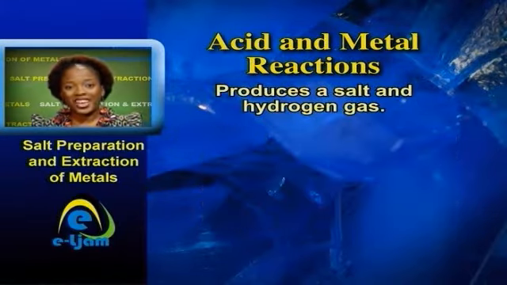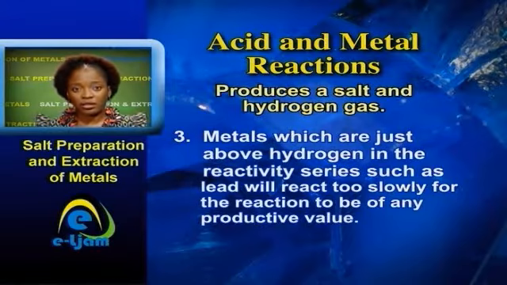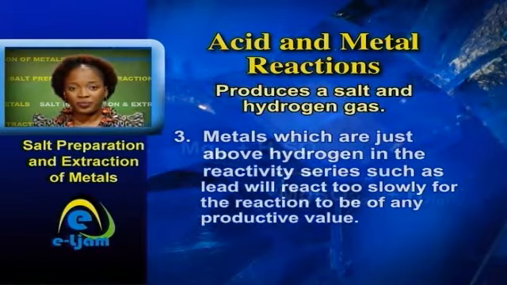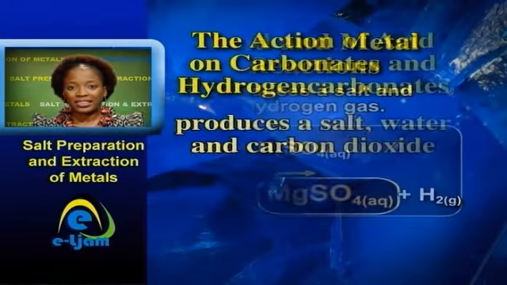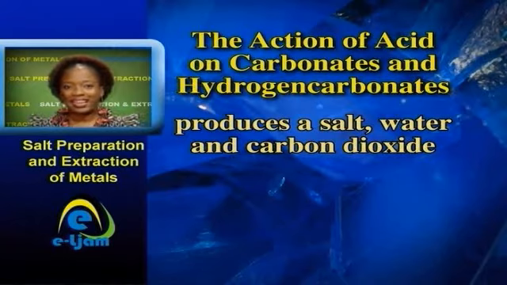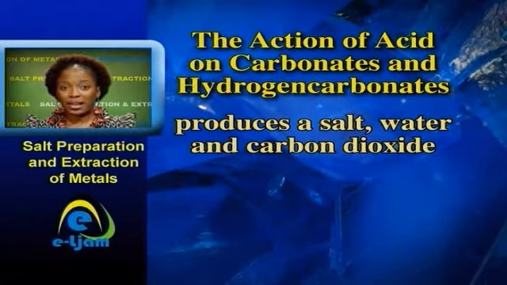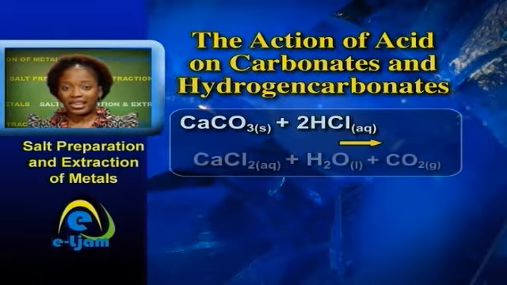And 3. Metals which are just above hydrogen in the reactivity series, such as lead, will react too slowly for the reaction to be of any productive value. An example is a reaction of magnesium metal with sulfuric acid. The action of acid on carbonates and hydrogen carbonates. An acid reacts with a carbonate or bicarbonate to form a salt, carbon dioxide, and water. Examples of the reaction between carbonate, hydrogen carbonate, and acid are shown.